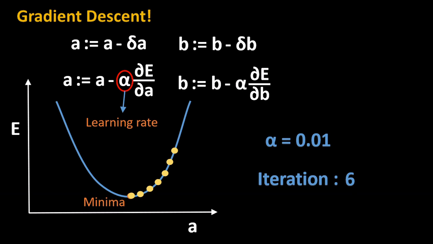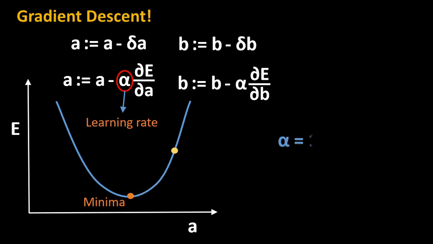Now you can also take the literal meaning of this learning rate: a small learning rate means your model is learning slowly, and a higher learning rate means your model is learning very fast. Now let us increase this value of alpha to 1. In the first iteration you can see that our model has taken a larger step to reach the goal than the previous one, and maybe, suppose, in the third iteration itself it reaches the minima.